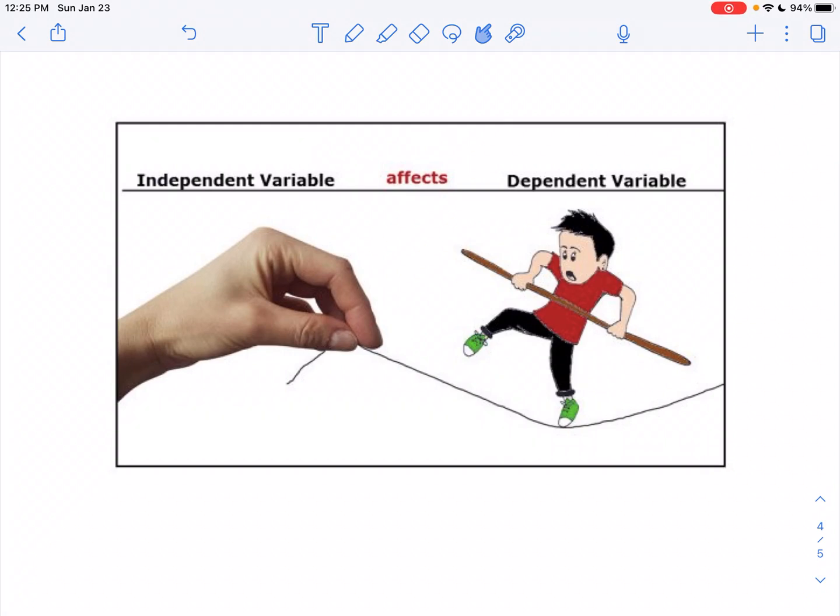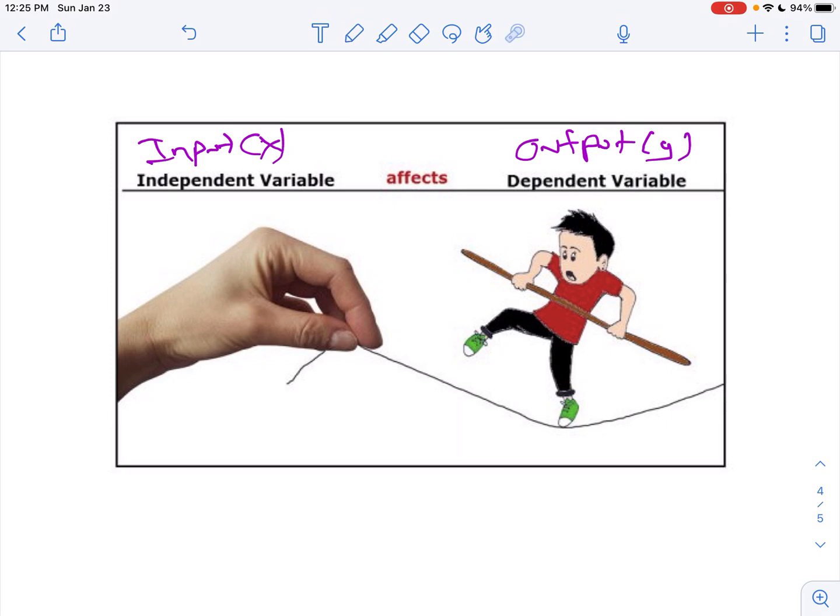Then we're going to have independent variable and dependent variable. Our independent variable is our input. Sometimes, most of the time, we'll call that x. Our dependent variable is our output. That'll be our y. So the independent variable affects the dependent variable.